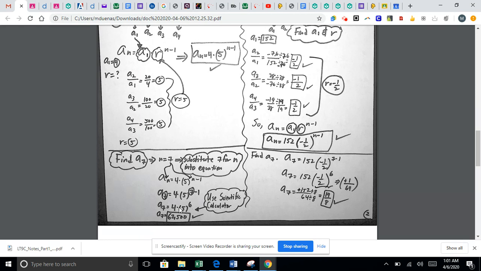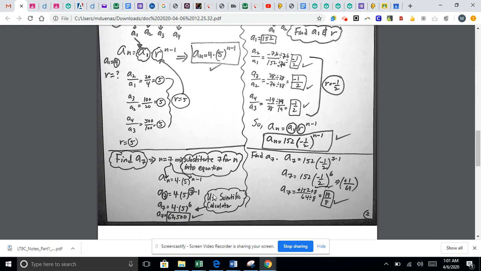Now we're here. We either can multiply or do exponents first. According to order of operations, again PEMDAS, we have to make sure we do exponents first, so we have to do 5 to the 6th power first. When you do 5 to the 6th power, you can do that with a scientific calculator. And then once you do that, you multiply it by 4. Once you multiply it by 4, you're going to get 62,500. So a sub 7 is equal to 62,500.